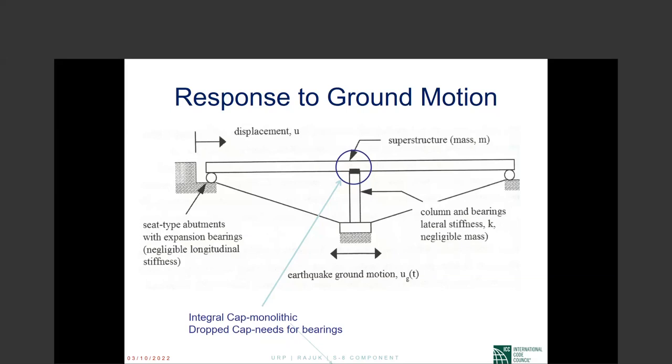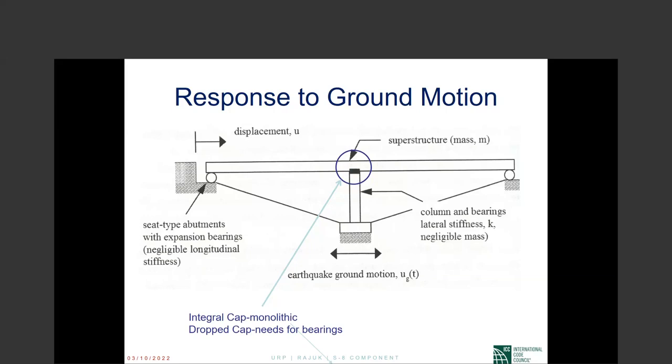That's why for the back wall, we actually detail it so that it will fail during the longitudinal motion so that we don't damage the piles of the abutment. So that after the earthquake, we can come back and use the same abutment, fix the back wall, and take care of that detail.